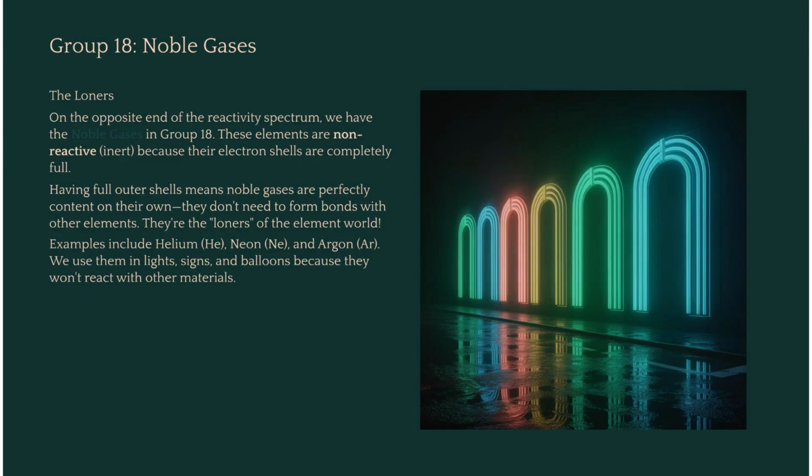Now look at the other extreme. Group 18, the noble gases. These are the cool kids of the table. They are completely non-reactive or inert. Why? Because their outermost electron shell is completely full, making them perfectly stable and happy. Neon and argon are examples. They don't want to gain or lose any electrons, so they make great safe gases for things like light-up signs.